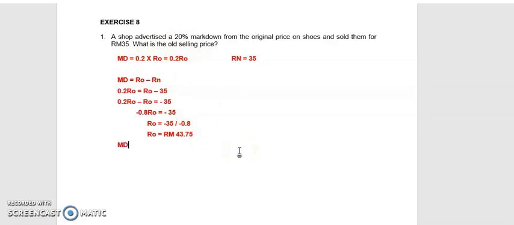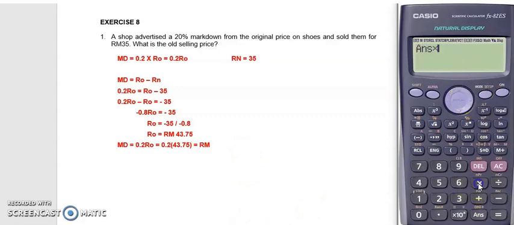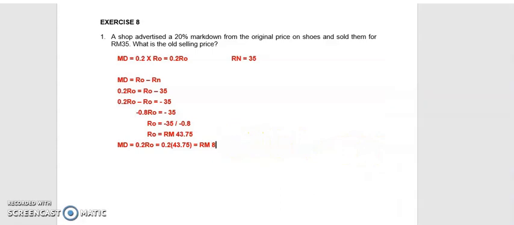So we know that markdown is equivalent to 0.2 RO. So substitute the value of RO. So 0.2 multiplied by 43 ringgit 75 cent is equivalent to RM 8 ringgit 75 cents. So the amount of markdown is 8 ringgit 75 cents. This 8 ringgit 75 cents, if you express it in terms of percentage, will be 20%.